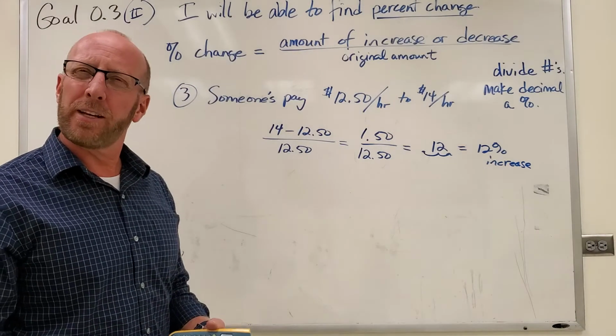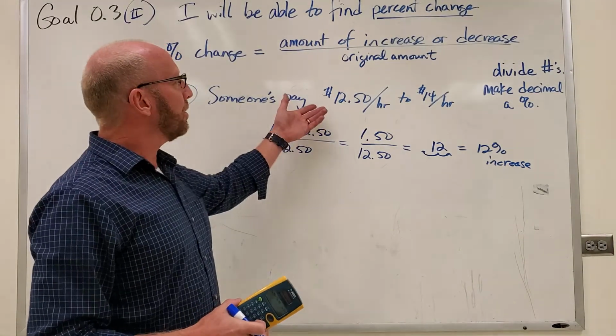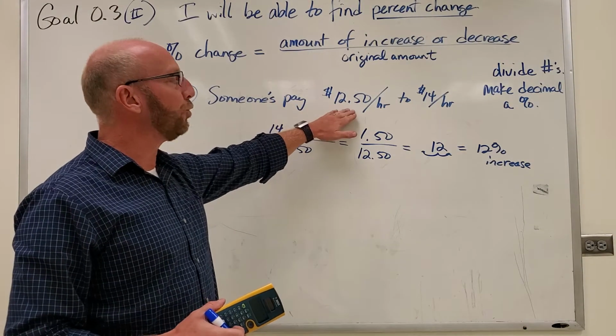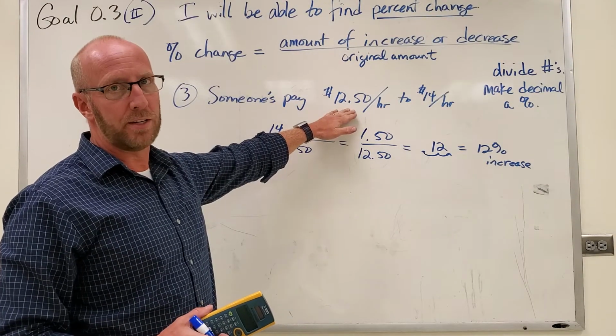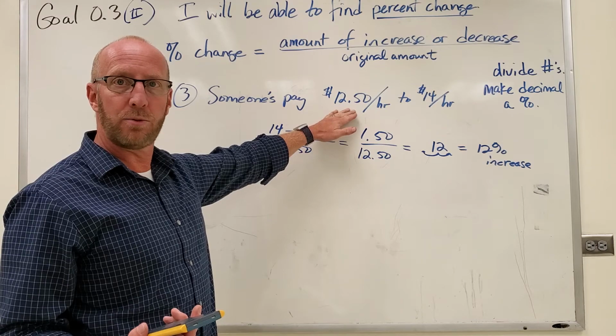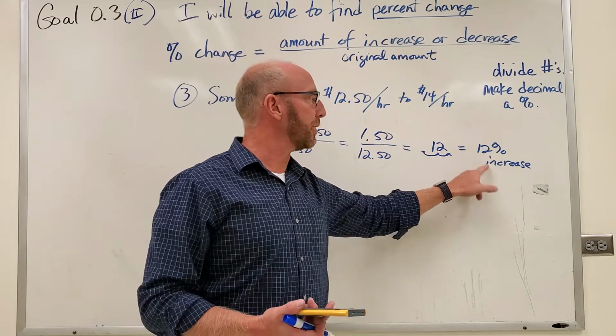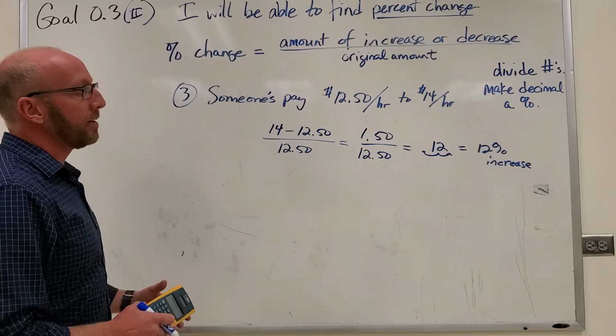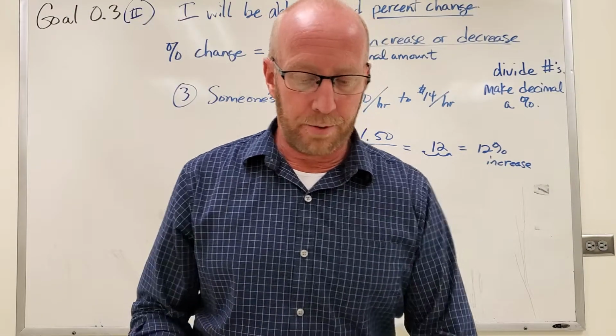In a typical inflationary year, people, just thinking about inflation and the cost of living, people normally get a 3 to 4% increase, maybe, in their wages. This is a 12% increase. It's a very large increase. All right, so this is the lesson on percent change.